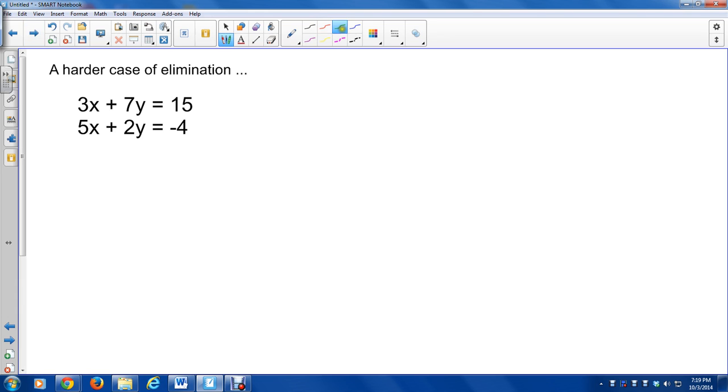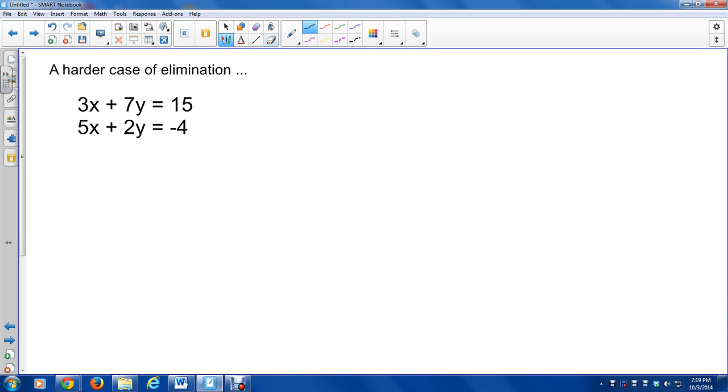And if it's not lined up, that would be my first thing I would do, is I would line up my x terms, my y terms, and my number terms, and make sure your equals also line up. Okay? So that's looking nice. What I don't like about this is that none of my coefficients work out nicely.